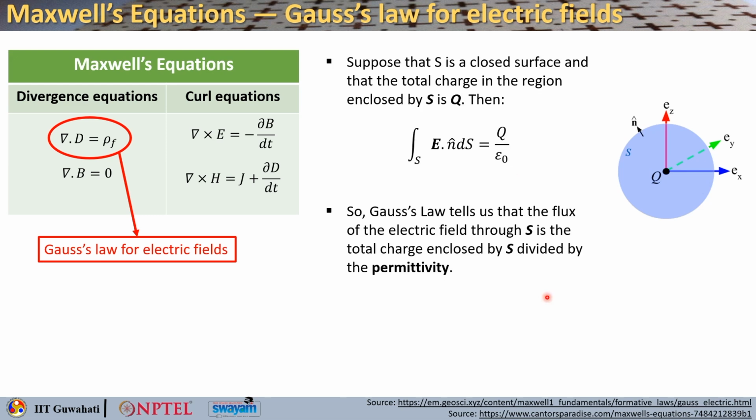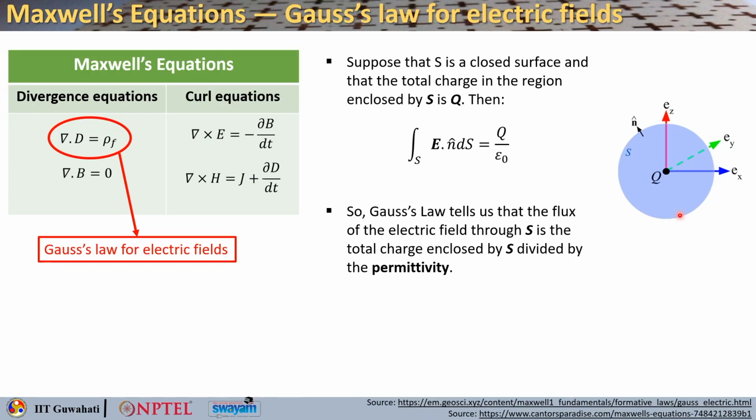One of the great features of this particular law is that S can be any surface. You do not need to think of a sphere or a cube or any other regular shape. It can be any surface that completely encloses the charge distribution, and the flux through this surface can be calculated in a similar way, and then you can find the total amount of charge enclosed divided by epsilon naught.